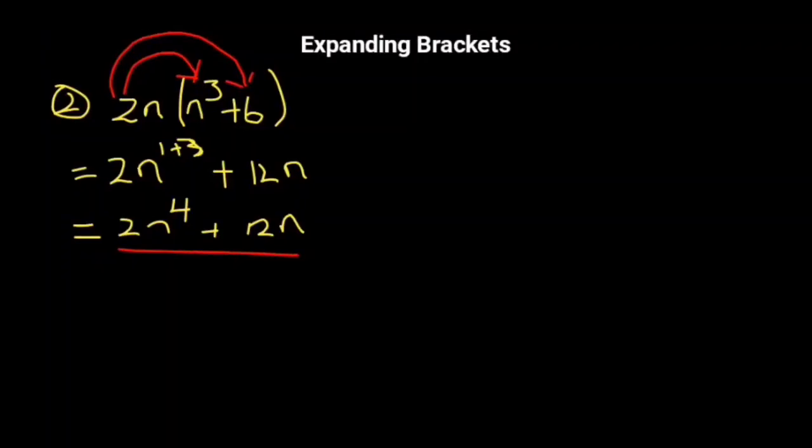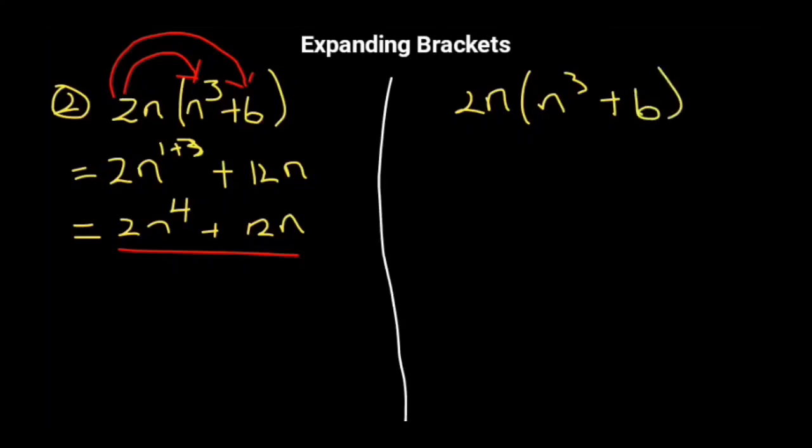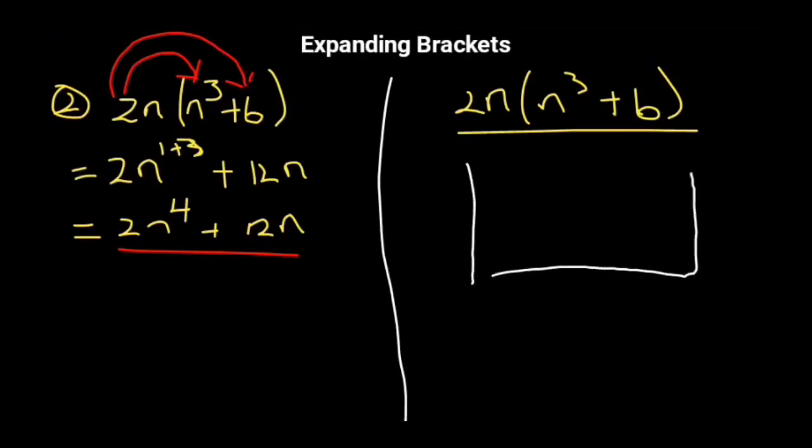We will now move on to the grid method, solving the same question. So we have 2n brackets n cubed plus 6. The first thing we do is we draw our grid as usual. The first square in the grid once again remains empty.